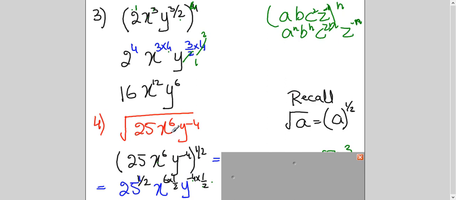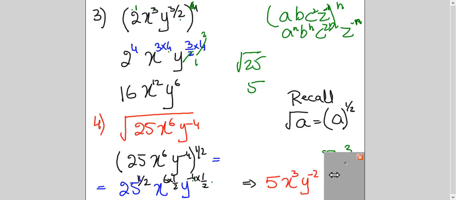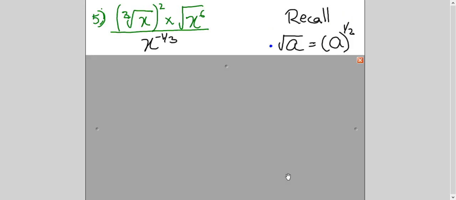So 25 power half, 6 multiplied by half, minus 4 multiplied by half. We know that 25 power half actually means root 25, and root 25 is 5. So 2 threes are 6, cancelled. 2 twos are 4, minus 2. Usually we leave the answer in positive index form. So I will take this y power minus 2 in the denominator. And this is where I will stop. If you stop here, it is not wrong. It's fine. But usually we see in the books, they leave the answer in positive index form.